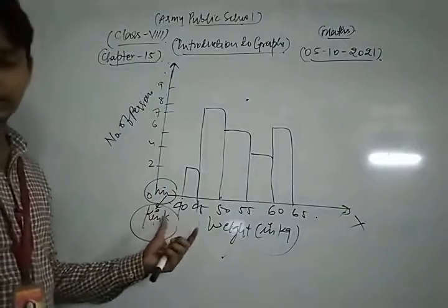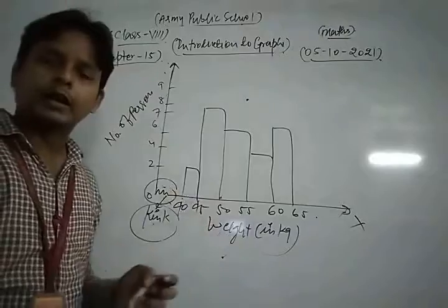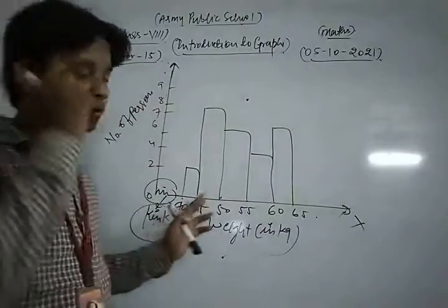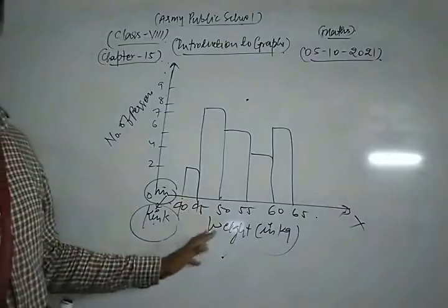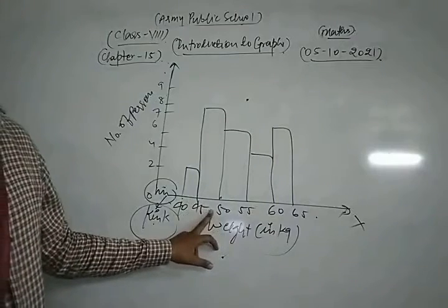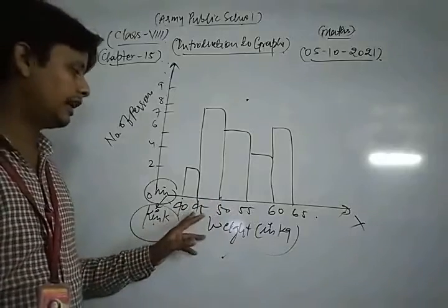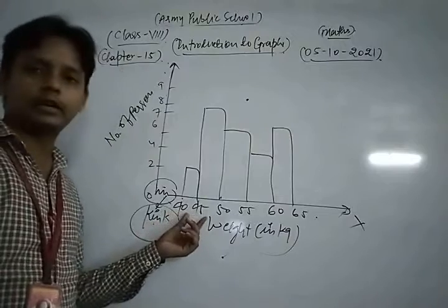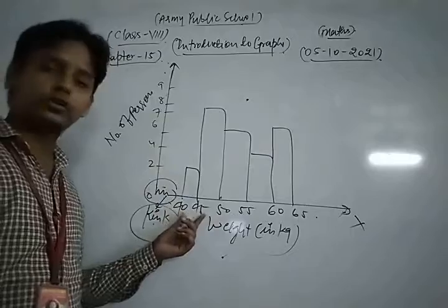So here this is the shape of the histogram. Here we have drawn the weight. There are no gaps between bars in a histogram. In a bar graph there are some gaps between two successive bars, but in a histogram there are no gaps between two successive bars. Because there are no gaps between the intervals, 40 to 45 means there are two persons who have weight 40 to 45.